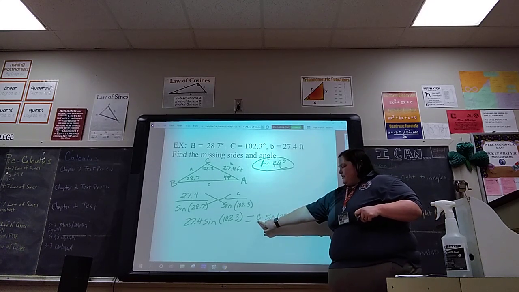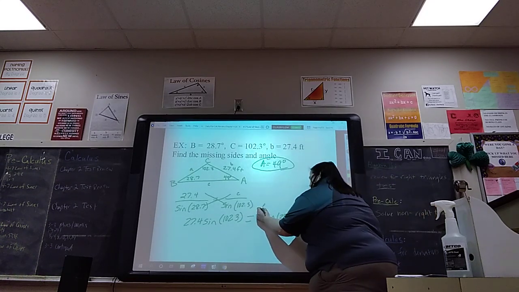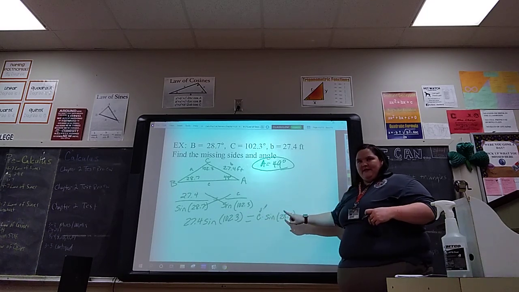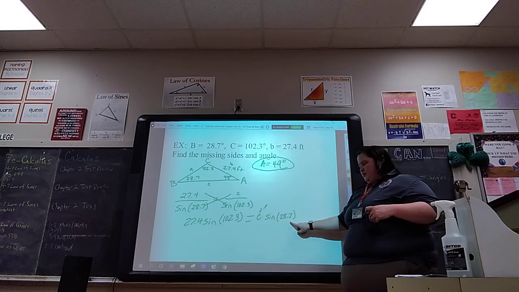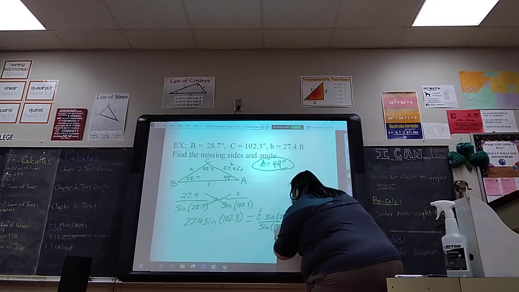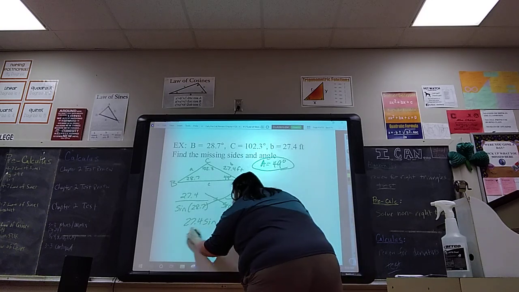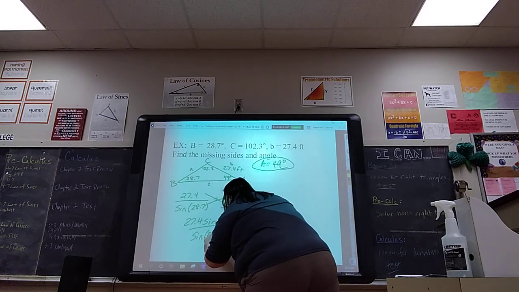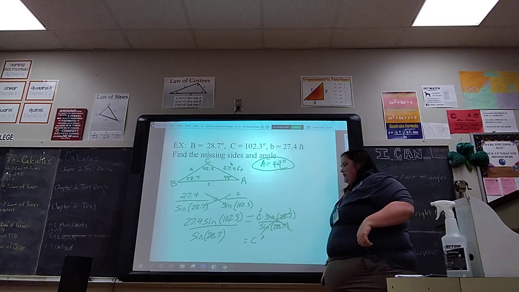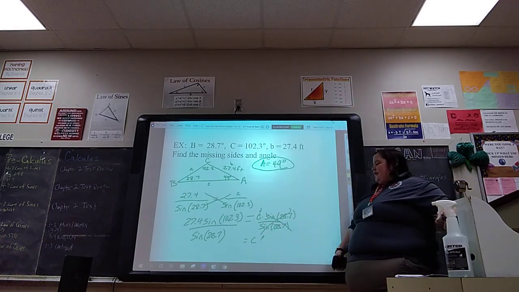So our ultimate goal is still to solve for our variable. Our variable here is C. So how can we get C by itself if it's being multiplied by sine? Divide. Yeah, we're going to divide by the sine. So then now C is by itself, so I just need to do a little bit of calculator work to figure out what C is.